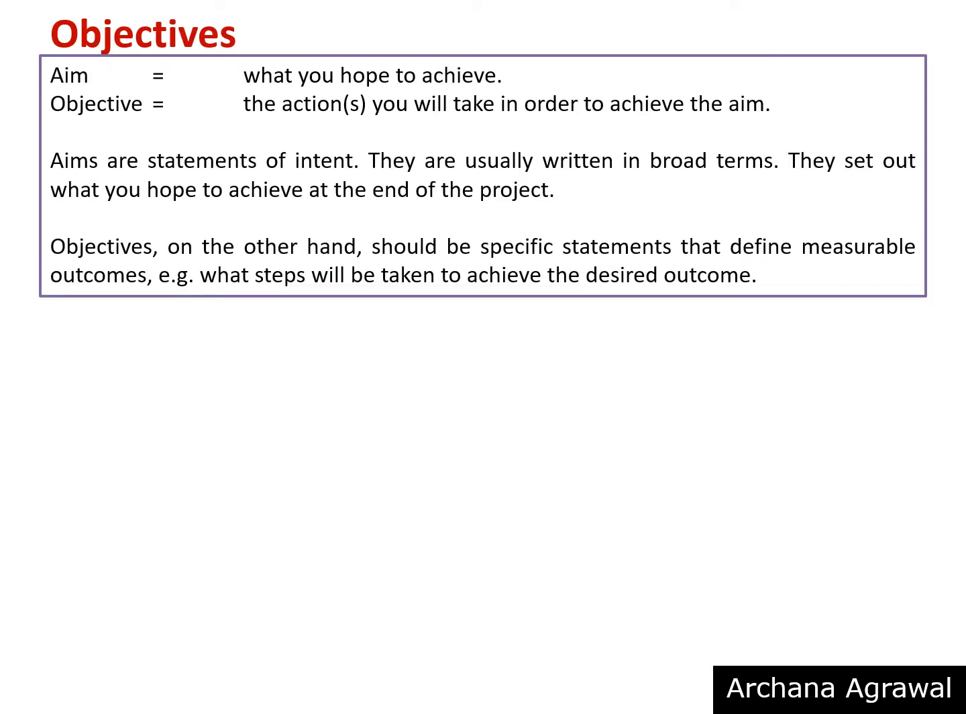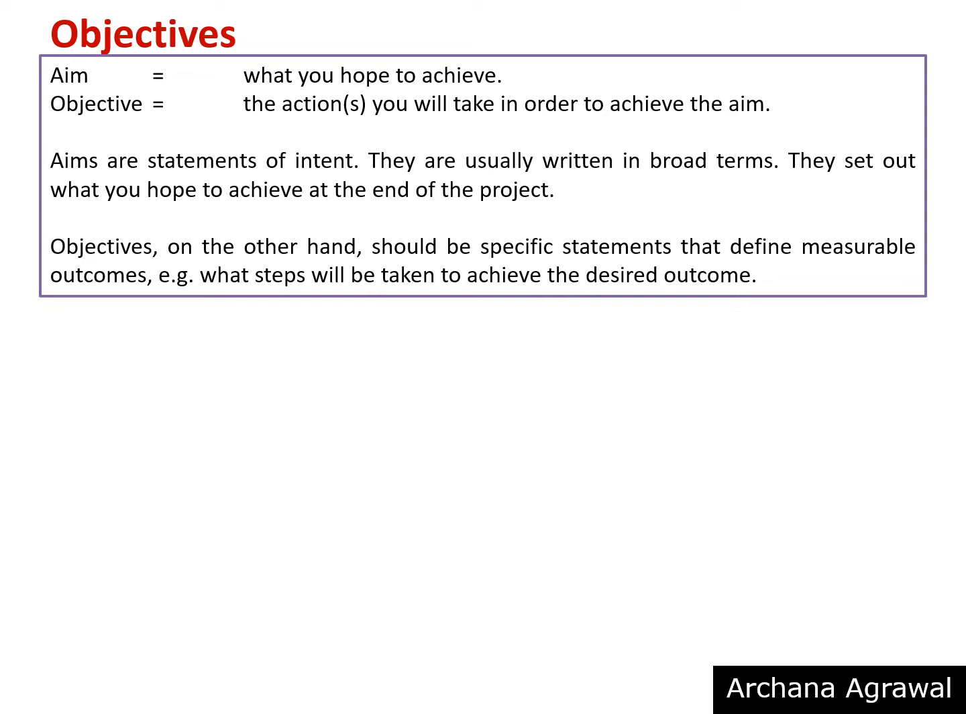The primary focus of your research project is usually expressed in terms of aims and objectives. Many students find it difficult to understand the difference between aims and objectives. However, in the academic context, there is a clear distinction between these terms. Aim is what you hope to achieve. Objectives are the actions you will take in order to achieve the aim.